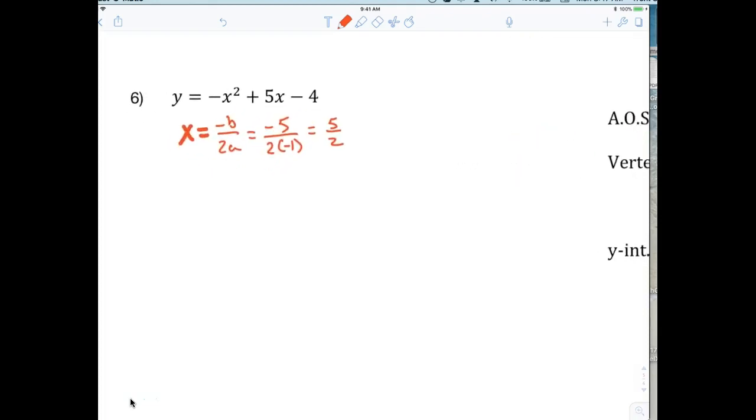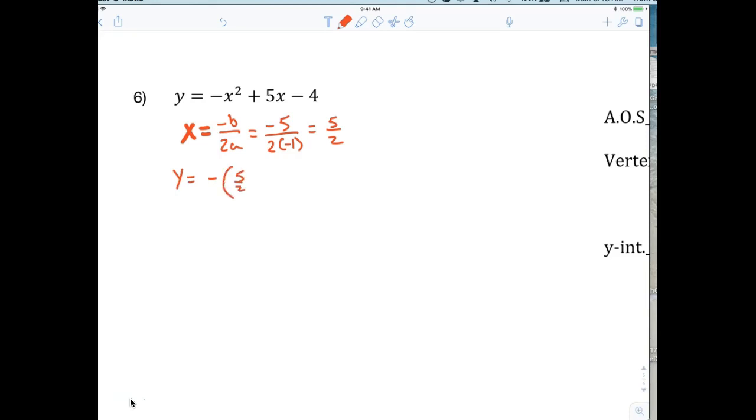Now I need to find the vertex. So y equals negative 5 halves squared plus 5 times 5 halves minus 4. Now please work on your fractions. Come on, work on your fractions. You don't need a calculator. You're not going to be able to use a calculator on the exam. On the ERBs. All of it.